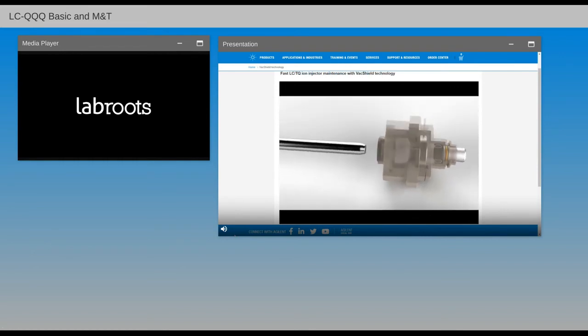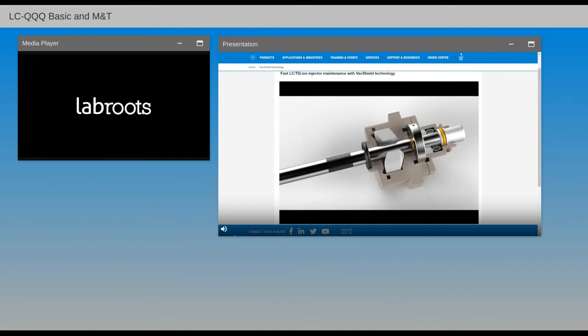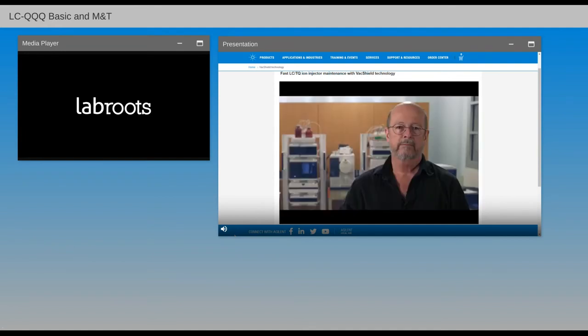When reinserting the capillary, the process is simply reversed. With VacShield, maintenance is very fast and very simple.